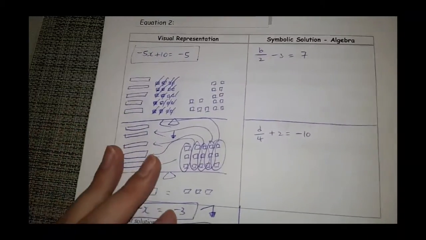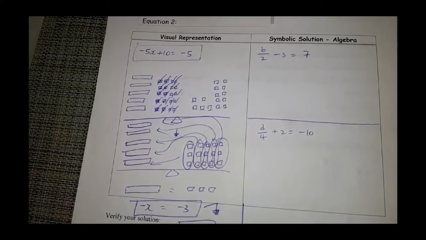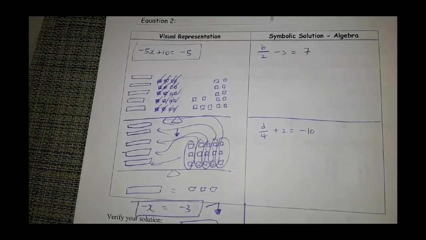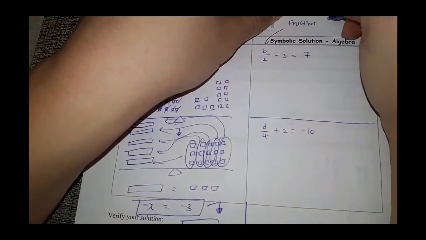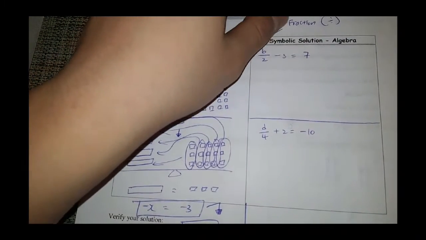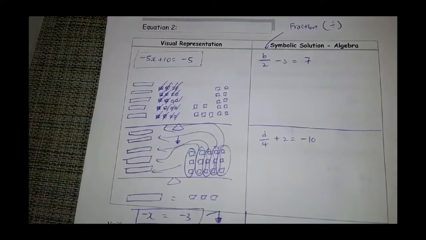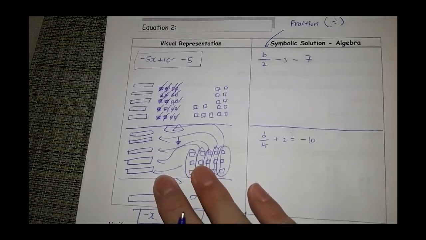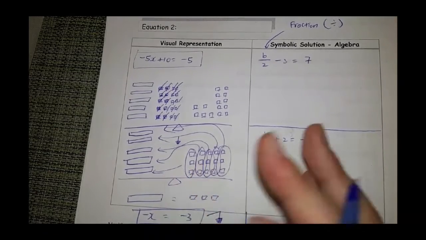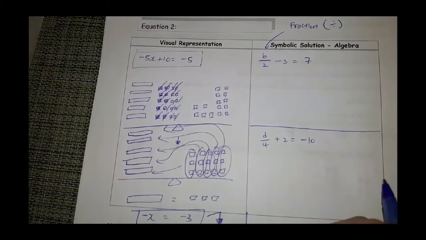Now, next example. Hopefully this gives you a good idea, because most of the time this is a good recall. b over 2 minus 3 equals 7, and d over 4 plus 2 equals negative 10. Whenever you have a fraction, it means division. Unfortunately, when you're dealing with division in an expression with an unknown variable, you cannot perform any type of modeling method. You need to do the algebraic mental math method, ladies and gentlemen.